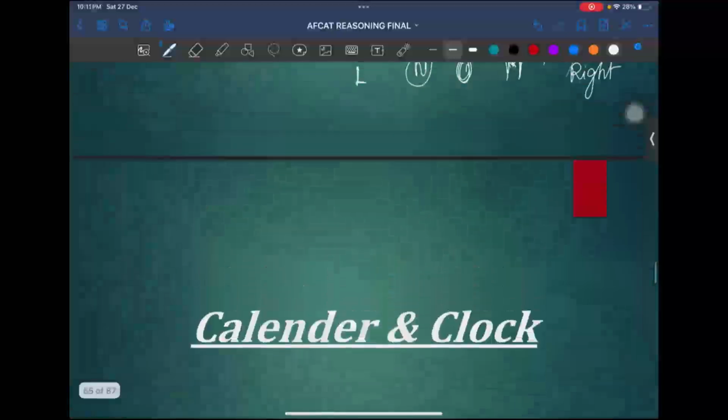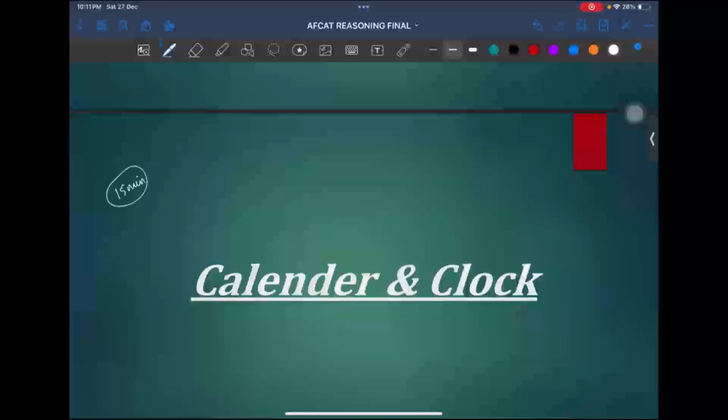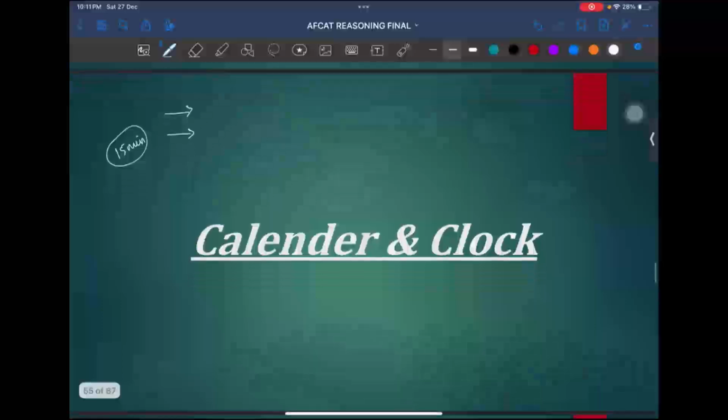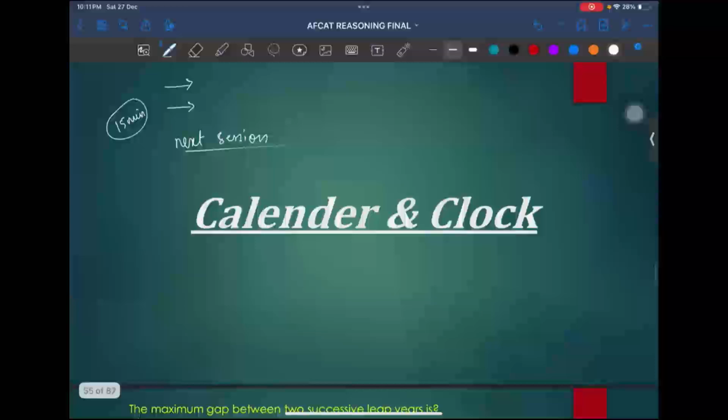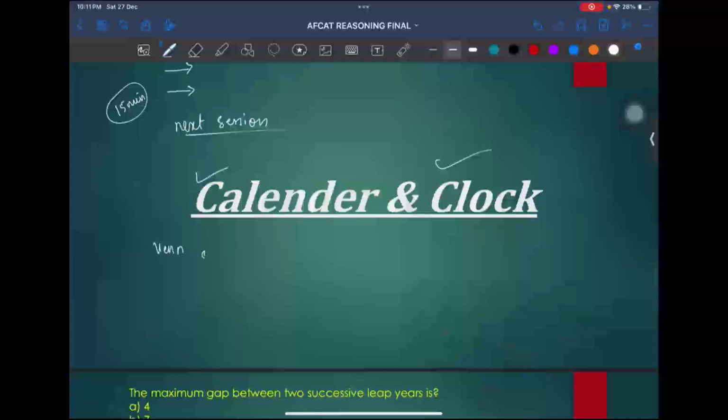If I start calendar, it will take minimum 15 minutes to explain, because there are few major points to remember which you need to note down, and there are some shortcut methods that you need to follow. So we'll continue this topic in the next session, where we'll solve calendar and clock, and the remaining parts, that is Venn diagram, syllogisms and non-verbal part.